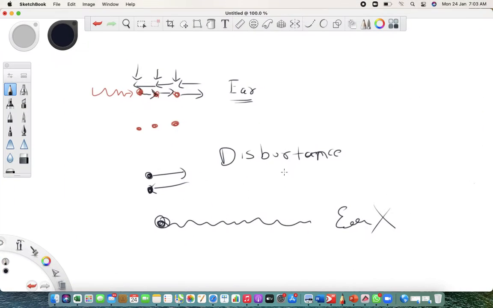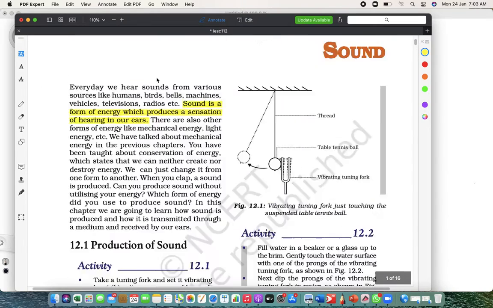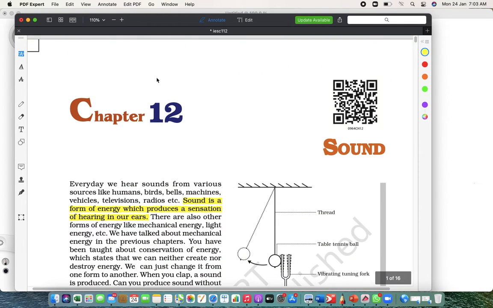And the second is, how does it travel? The first particle applies force to the second particle and comes back to its original position. The second particle applies force to the third and comes back to its original position. That is how this continues until the sound reaches your ear. I hope you get what I'm trying to tell you. I'm not stretching this topic because it is quite interesting and should be properly understood.